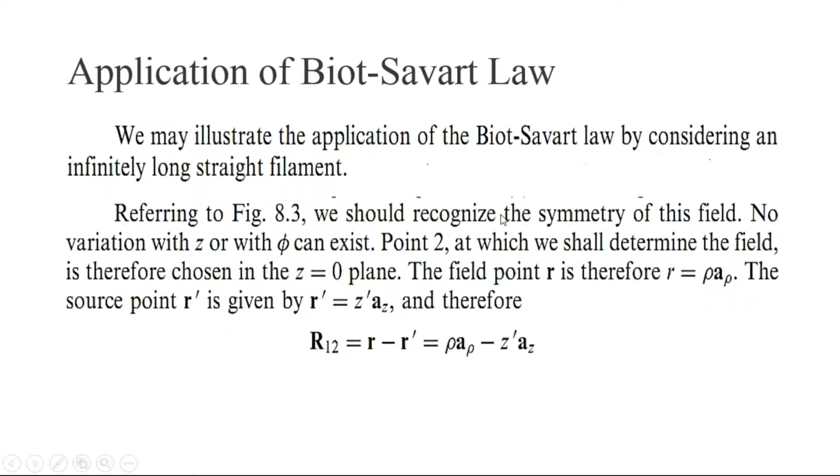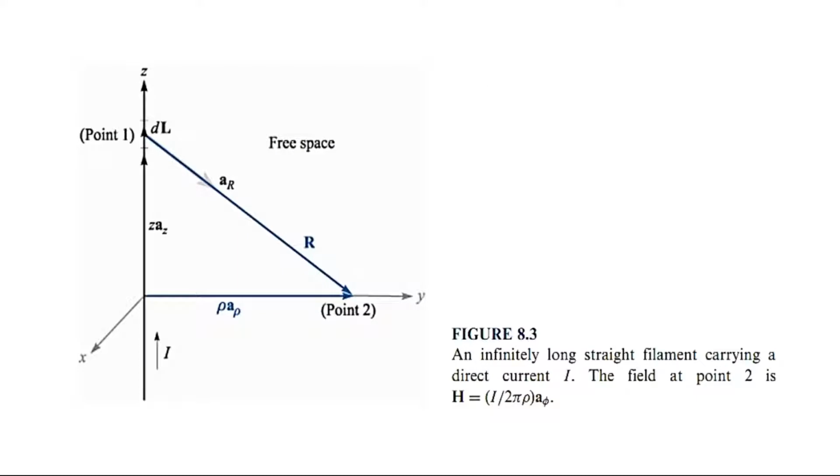So we may illustrate the application of the Biot-Savart law by considering an infinitely long straight filament. This is an infinitely long straight filament that is placed along the z-axis. We will select a differential length, and we know that a DC current I is flowing through this filament. So we have point 1, the source point, and point 2, the field point, at which we want to find the magnetic field intensity.